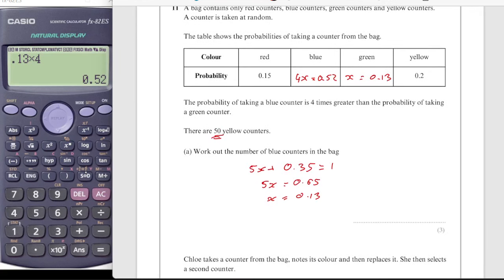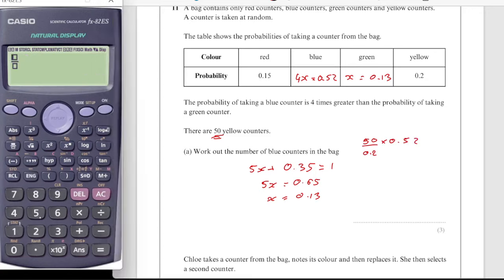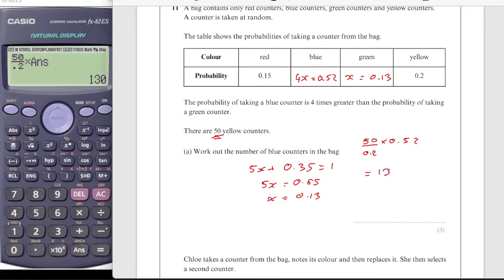So we are told that there are 50 yellow counters. So I'm going to do it like this. If there are 50 yellow counters, if I divide that by 0.2, that would tell me how many counters I've got, and then I want to times that by 0.52. So 50 divided by 0.2 and then times by 0.52 gives us 130. So that's 130 blue counters.